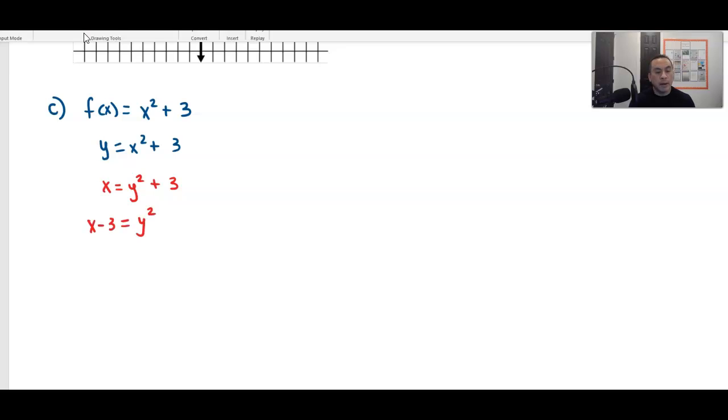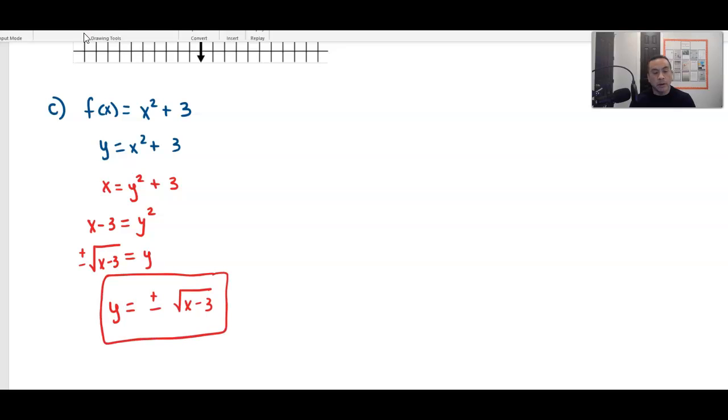So you're going to get x minus 3, and then you get rid of the square using the square root. Plus and minus the square root of x minus 3. Now, once again, because you have a positive square root and a negative square root, you get something that is not a function. So this is simply an inverse equation. So the inverse of the original is plus and minus the square root of x minus 3. That is the inverse, which is not a function.